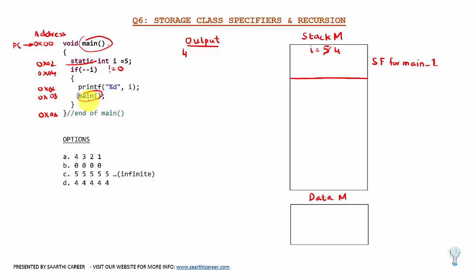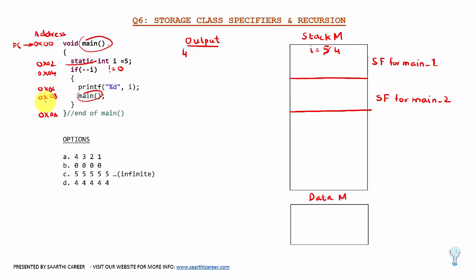So when it calls the main function, a stack frame is created for that new call. Now this is the stack frame, and we will call it the stack frame of main_2, indicating the main function, and this is the second instance of main. Now here again it sees i equals 5, but before doing that it will load the address of the place from where it was called.